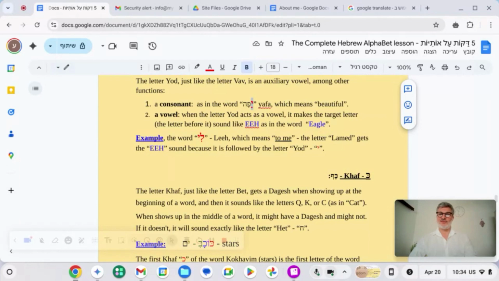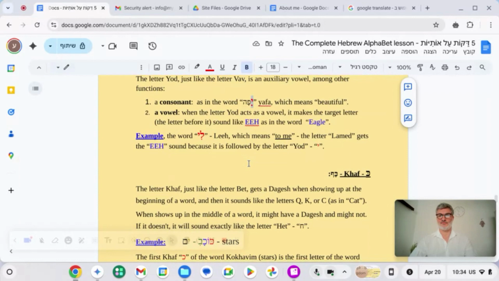The second function of the letter Yod is being an auxiliary vowel. When Yod acts as an auxiliary vowel, it makes the target letter, the letter before it, sound like E, as in the word eagle. Example, the word Li, which means to me. The letter Lamed gets the E sound because it is followed by the letter Yod.